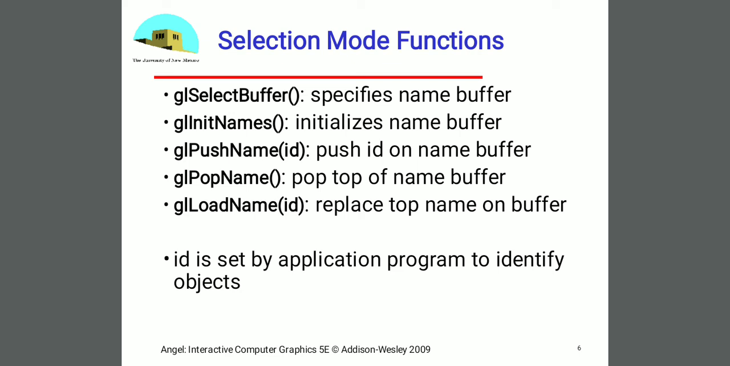First you create the view volume. In the view volume, first you push wall 1 and translate wall 1 to a position. Then create wall 2, translate, wall 3, translate, create table, translate, or sometimes rotate. All these things will be done in separate push and pop matrix. So these are the selection mode functions. Like push and pop matrix, we have push name and pop name. So the ID is set by the application program to identify the objects.